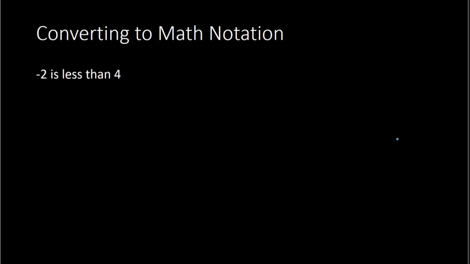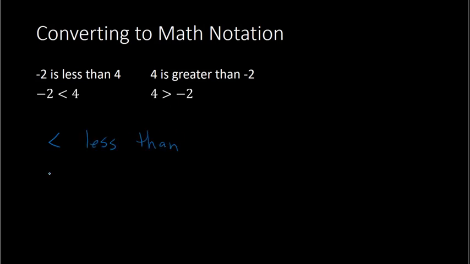For example, if we said -2 is less than 4, okay, that's an obvious statement, but in math notation, the symbol for less than would be right here. All right, so this is our symbol for less than. -2 is less than 4. And then if we said 4 is greater than -2, so using the same numbers, but just turning it around, we would write this like this, where we have 4 is greater than -2. So this symbol right here is your less than symbol, and that other symbol right there is greater than.